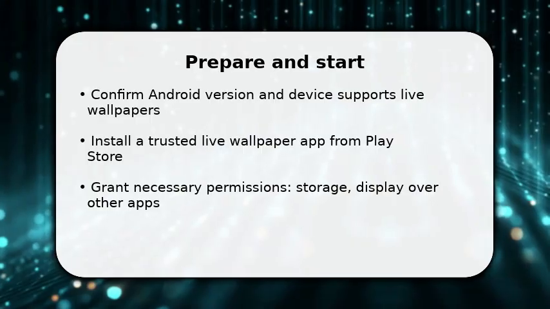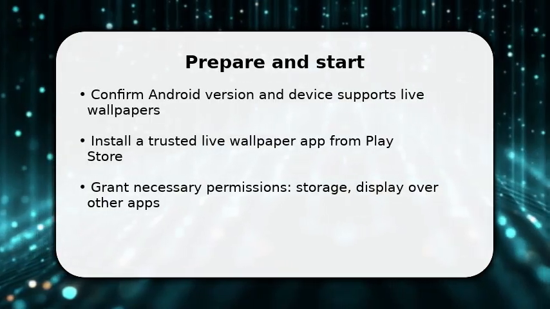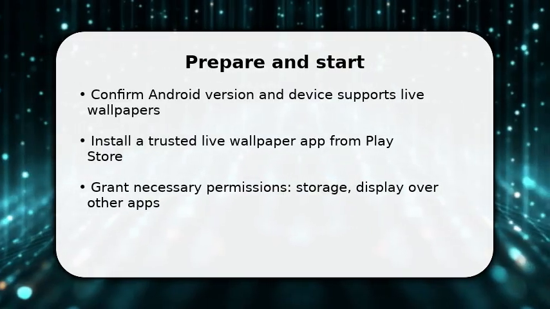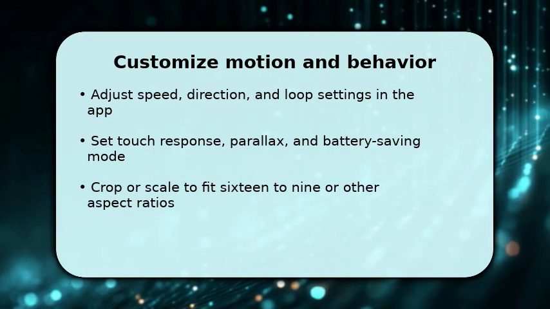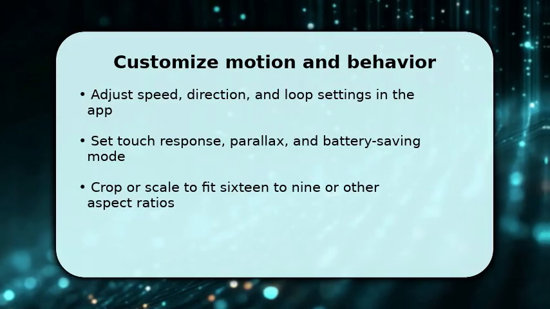Make sure battery optimization is off for that app if you want smooth, continuous motion. You're now ready to move into customizing the effect and placement. You now configure how the wallpaper moves. Open the chosen preset and tweak speed, direction, and loop behavior so motion feels natural.